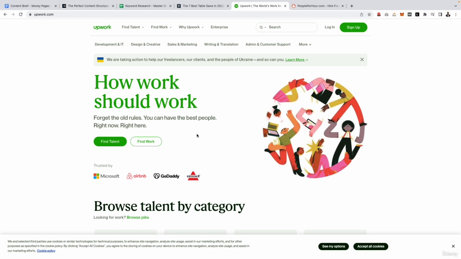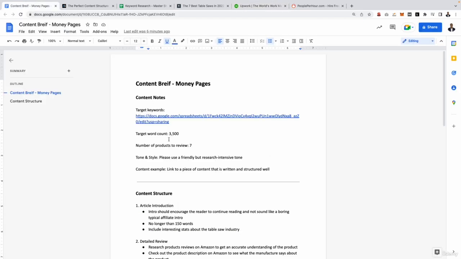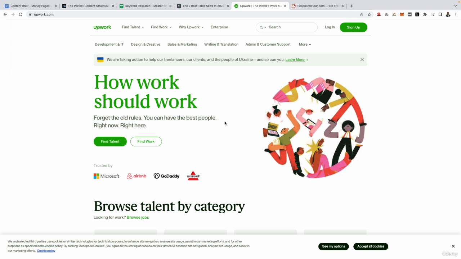It's important to note that the price you're going to pay for the content is going to vary. Number 1, based on how long your target word count is, and number 2, how qualified that content writer is. If that person has earned a lot of money on the platform and they've got lots and lots of reviews, then it's more likely they're going to charge more for that content.